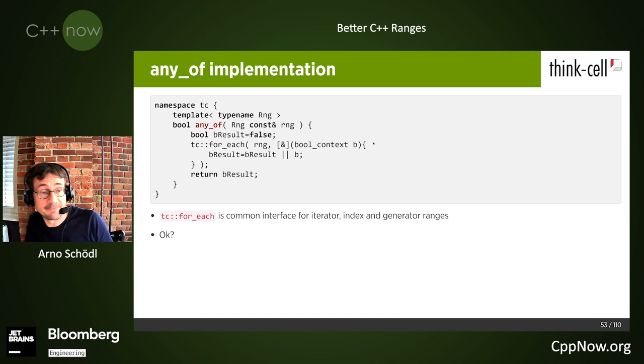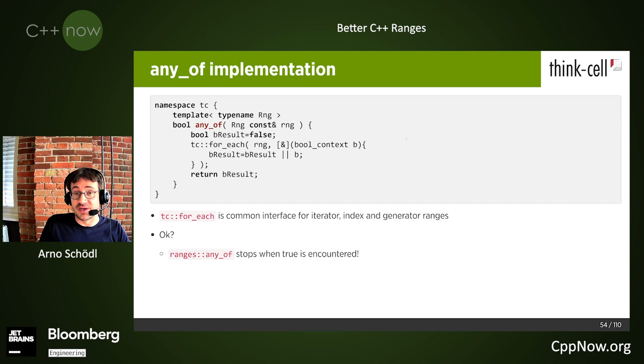The anyof, for example, as an algorithm, could be implemented like this. You simply for each over the range, which produces all the values, and then you do a Boolean context evaluation of your parameter, and then you OR the results together, and that would be the ANYOF. Well, not quite, because the ANYOF would stop whenever true is encountered. So whenever you have true, everything stops.